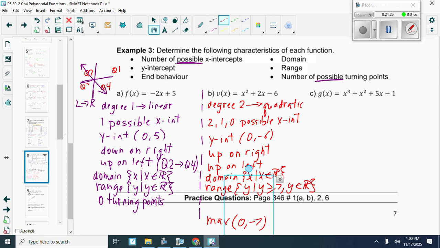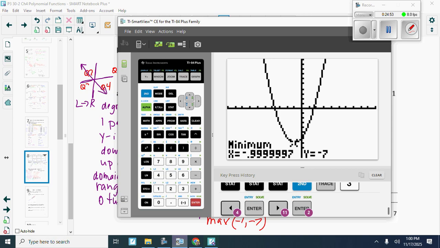Oops. There we go, minus 7. Oh, I see what you're saying here. This one doesn't do it, because it's like a pixel off. So minus 1.